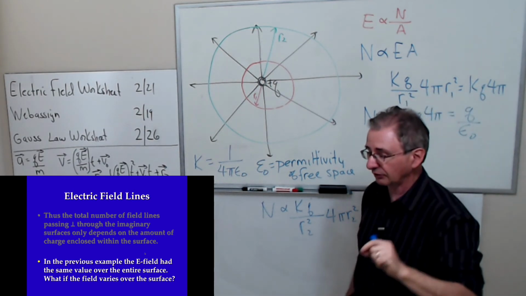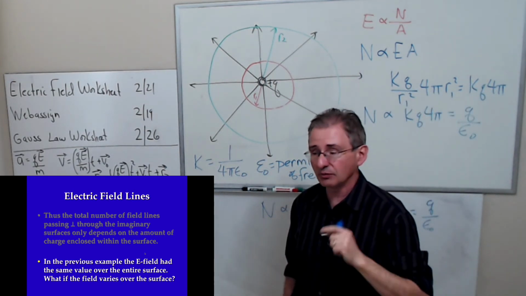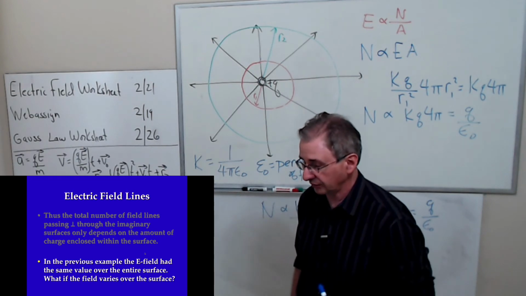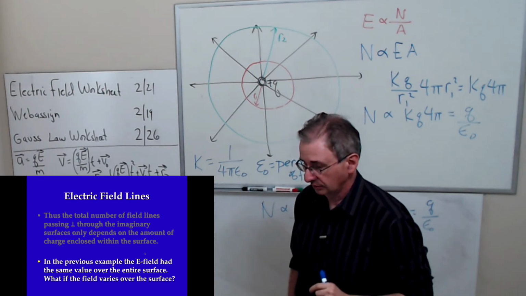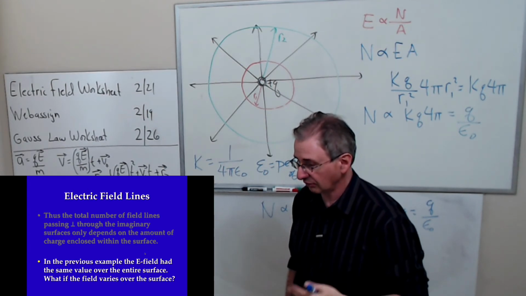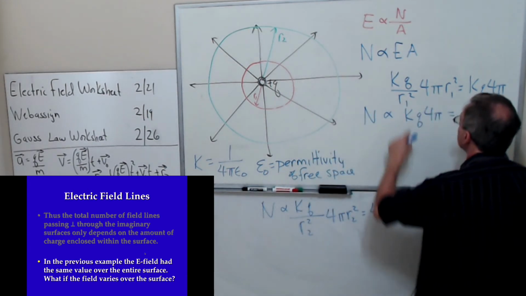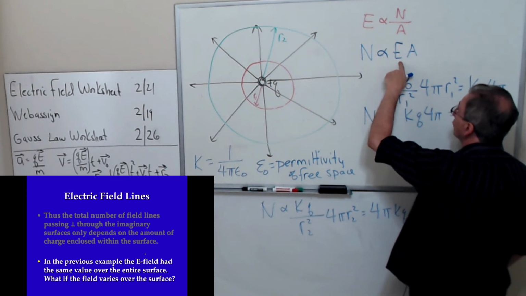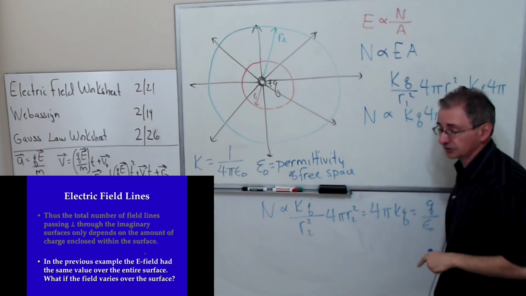But what if the electric field is not the same along the surface? Then what? What if I have some kind of weird charge configuration where this guy here is not uniform over the entire area of the surface? It changes.